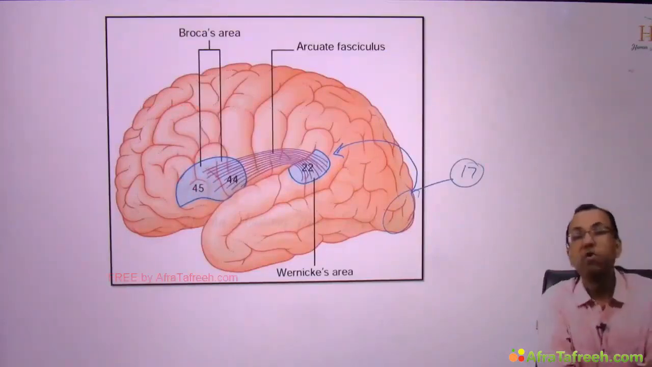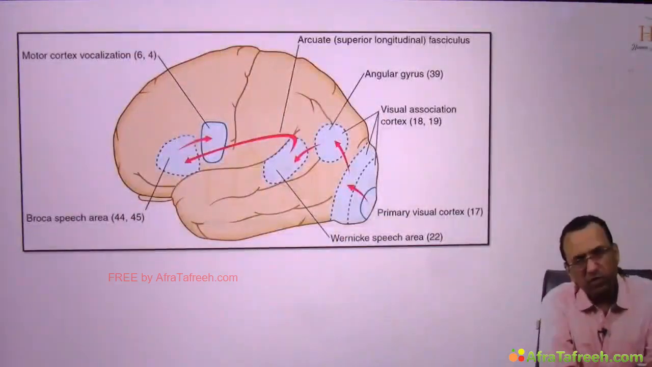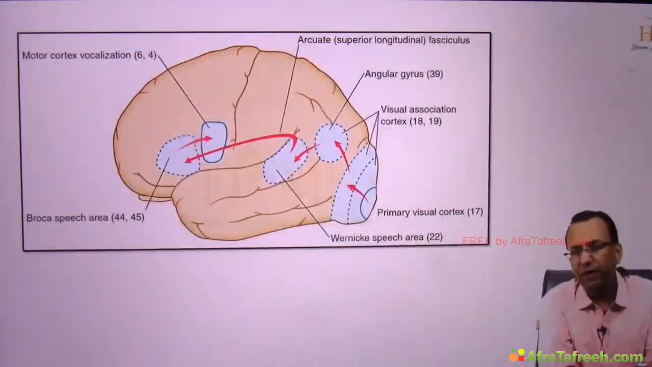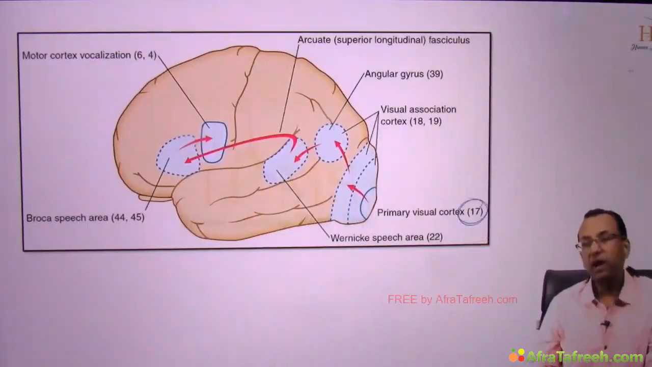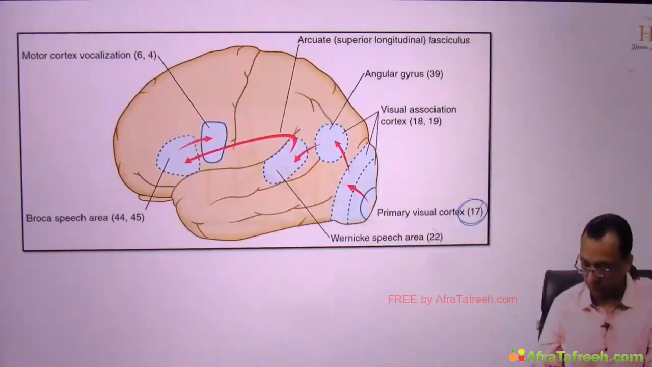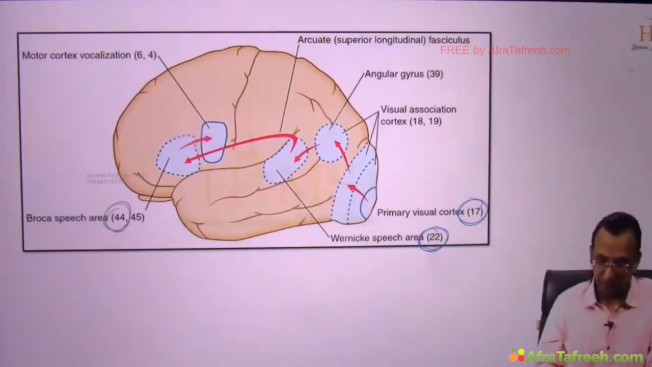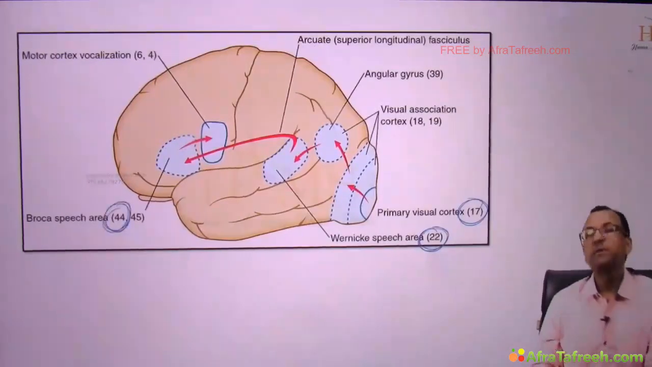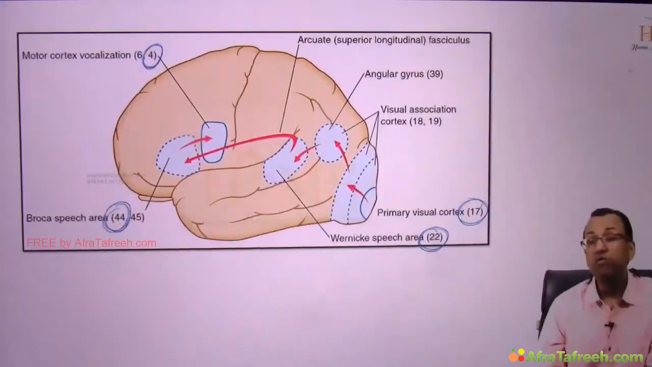Let us look at the more details. This is the diagram. So you have to understand, when you give a word to the patient to speak out aloud, this area number 17 will be activated to look at the word, and after that 22 will be activated to understand the word, and then area number 44 is activated to plan the speech muscle, and then area number 4 will be activated to move the muscles of speech.